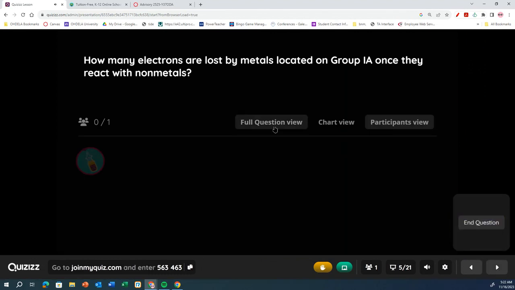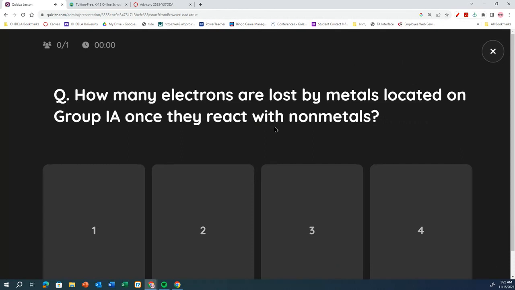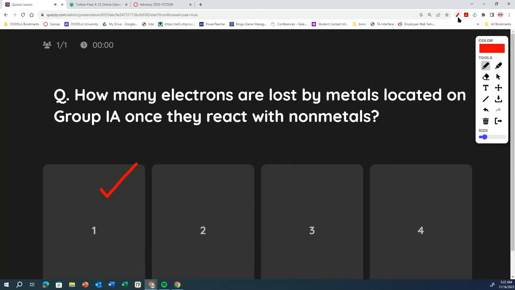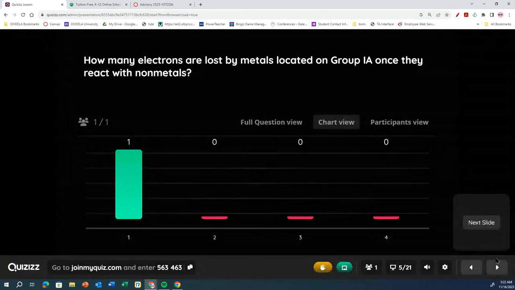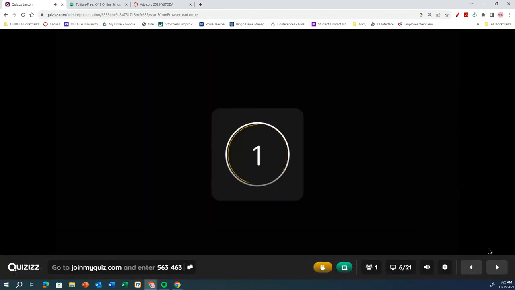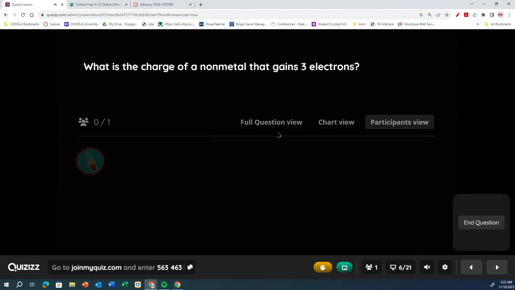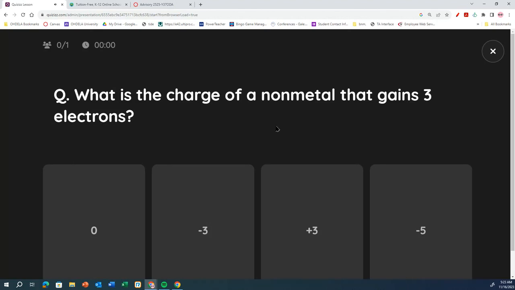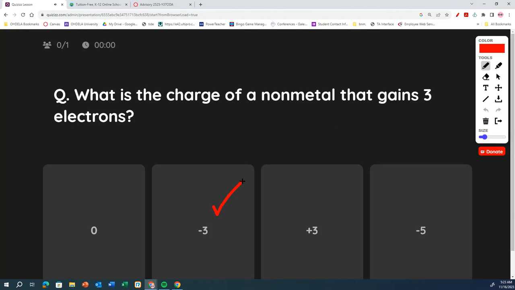How many electrons are lost by a group 1A metal once they react with nonmetals? So group 1A will lose 1 electron. Remember, metals lose, nonmetals gain. What will be the charge on a nonmetal that gains 3 electrons? Remember, adding electrons will make it be a negative charge. So we'll have a -3 charge.